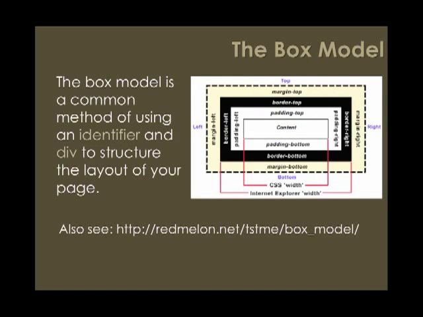So when you think of identifiers or IDs, the most common way people use CSS, and one of the things that started getting people really interested in CSS, was the ability to have it structure your website. So for a long time people were using basic tables to apply structure, but using a table model ended up causing a lot of problems, from consistency to the ability to update your sites at one time, in one place. And so they call this thing the box model, and it's a common method of using an identifier and a div to structure the layout of your web page.